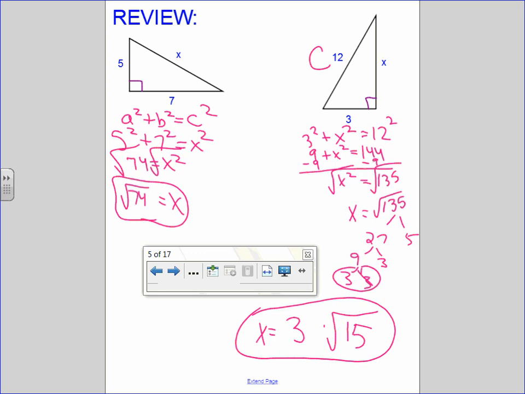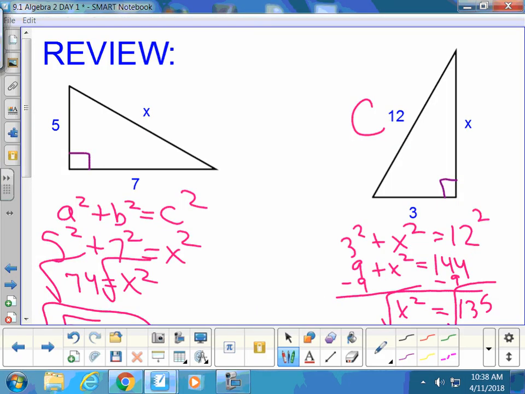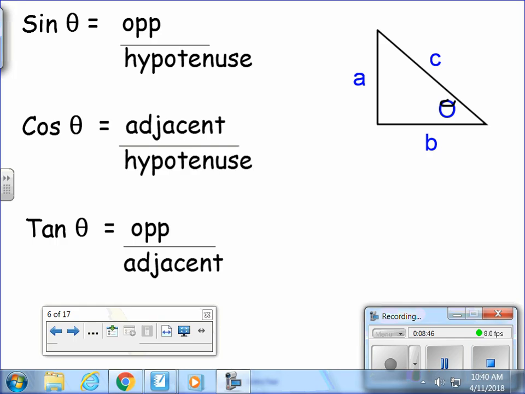All right, ready? Let me pull up my pause button and pause it for you, okay? Totally up to you if you want to jot this down. If you remember it from last year, you can just not jot it down.